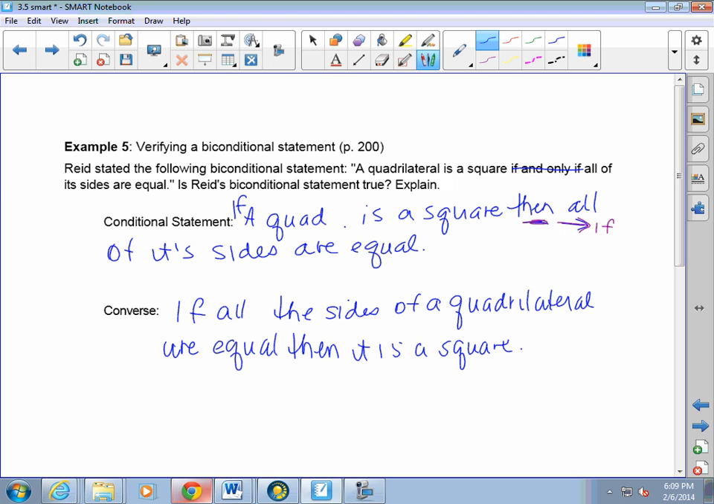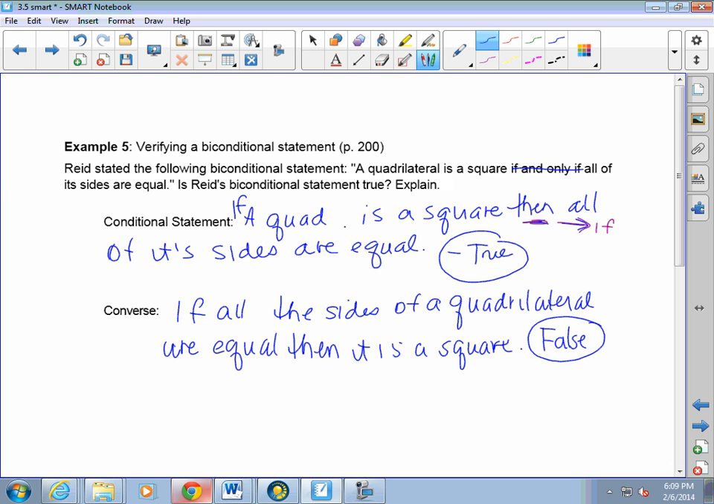So if a quadrilateral is a square, then all of its sides are equal. Is that true or false? Well, that's true. In order for it to be a square, the sides have to be equal. The converse of that, if the sides of a quadrilateral are equal, then it is a square. Is that true? This is false.